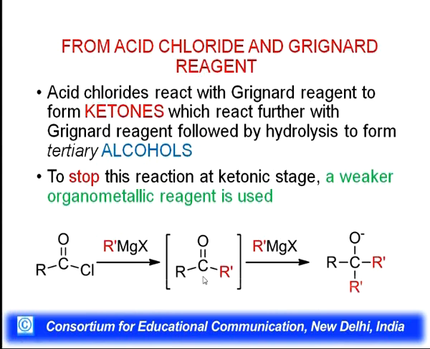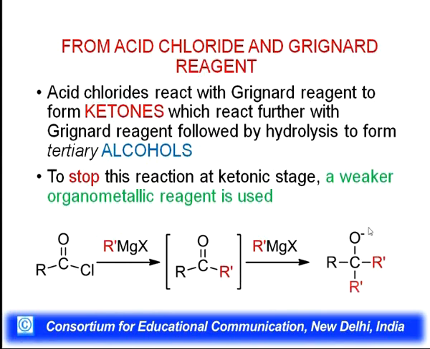So what we find here is that R⁻ will come and attack here, and MgX, acting as a Lewis acid, will react with the lone pair of electrons on oxygen, resulting in an alkoxide ion. And this alkoxide ion on protonation gives us an alcohol.